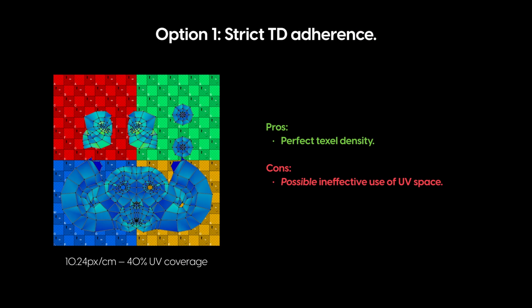Option 1, if you or your team require strict adherence to the TD targets and aren't strict on the percentage of UV space utilized, you could stop here and call it done. However, this is often different from the reality. Most game studios require at least 75% of UV space to be utilized.